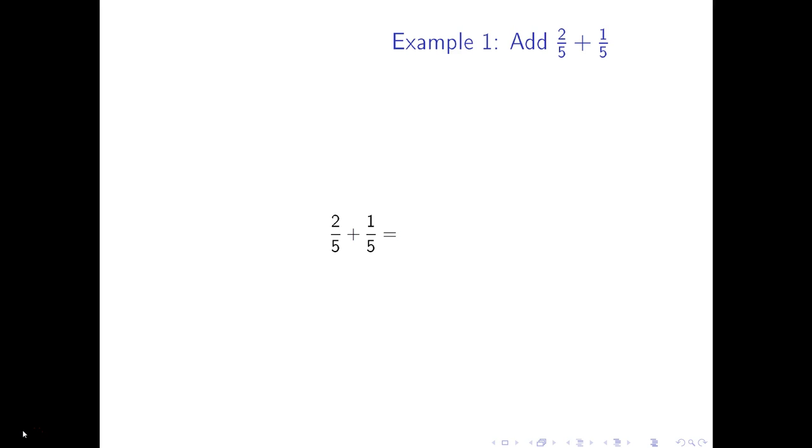So our first example here is we're adding 2/5 and 1/5. Whenever you're adding fractions, the first thing you need to know is whether or not they have a common denominator. In this case, as we look at our denominators, 5 and 5, they're the exact same denominator. That means we have a common denominator, and so we can just leave it there.